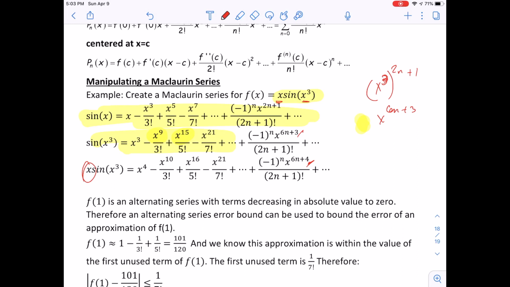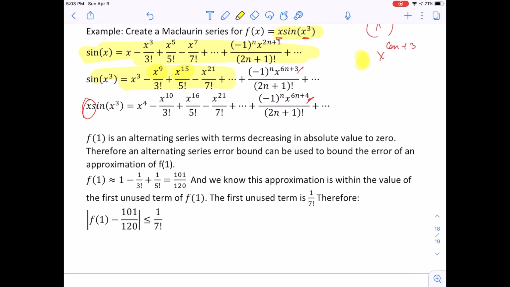So you're going to get a question that's going to say something like, use the first 3 non-zero terms of the Maclaurin series for f of x to approximate f of 1, right? And so we do that. If we plug in 1 into the first 3 terms of this series, we end up getting this right here, which equals 101 over 120.